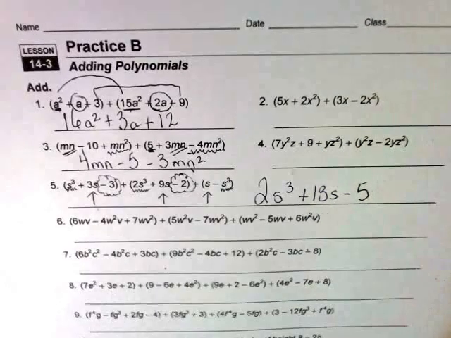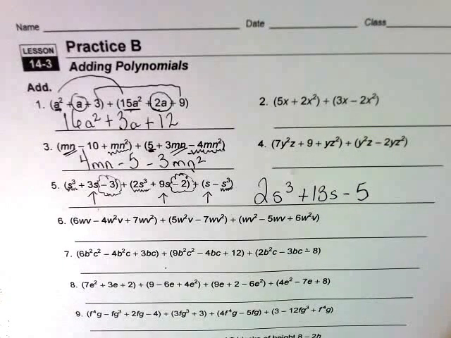So s cubed plus 3s minus 3, plus second polynomial 2s cubed plus 9s minus 2, plus third polynomial s minus s cubed, simplifies down to 2s cubed plus 13s minus 5.